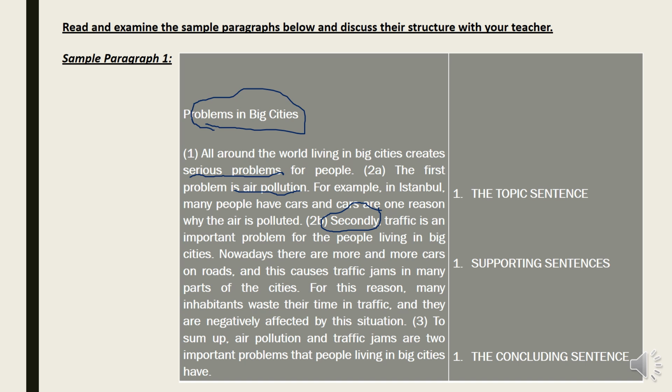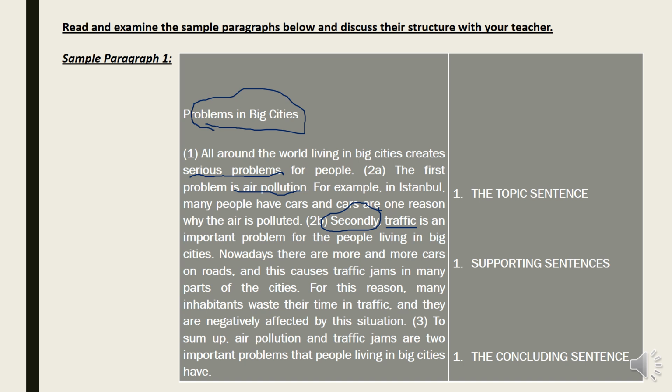So what is the second problem? Traffic. So the first problem is air pollution. The second problem is traffic. Nowadays, there are more and more cars on roads, and this causes traffic jams in many parts of the cities. For this reason, many inhabitants waste their time in traffic, and they are negatively affected by this situation. So here, I finished the supporting sentences.